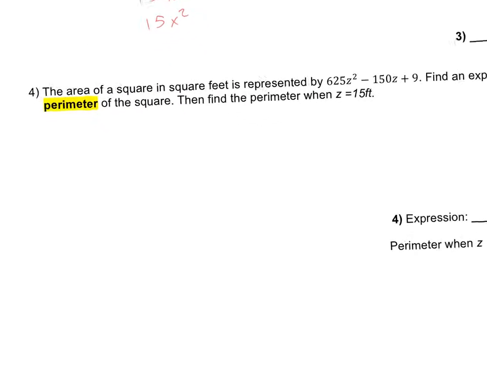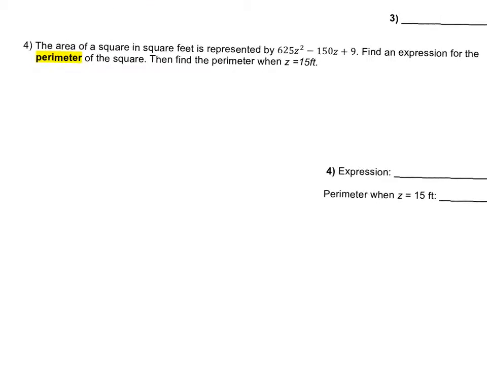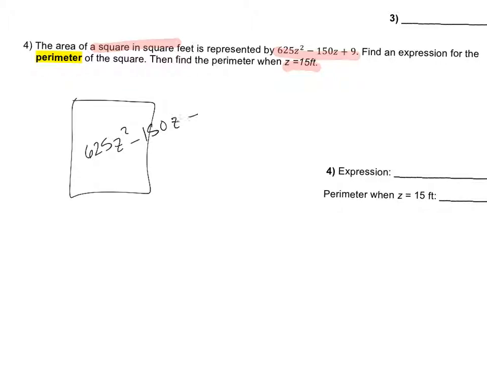Okay, so number 4 says the area of a square, so I'm going to highlight square because that's a key word, in square feet is represented by 625z squared minus 150z plus 9. Ooh, that's huge. Find an expression for the perimeter and then find the perimeter when z is 15. So I am picturing a square of which the area, that means the space on the inside, is 625z squared minus 150z plus 9.